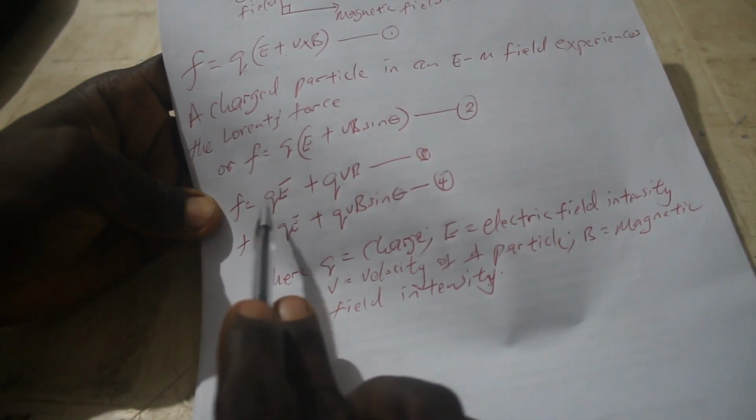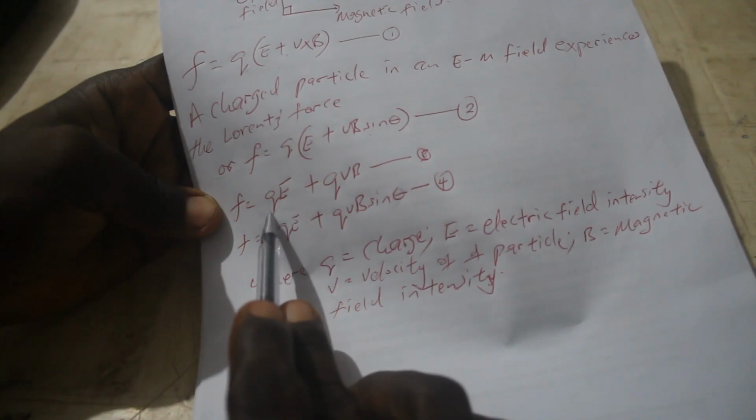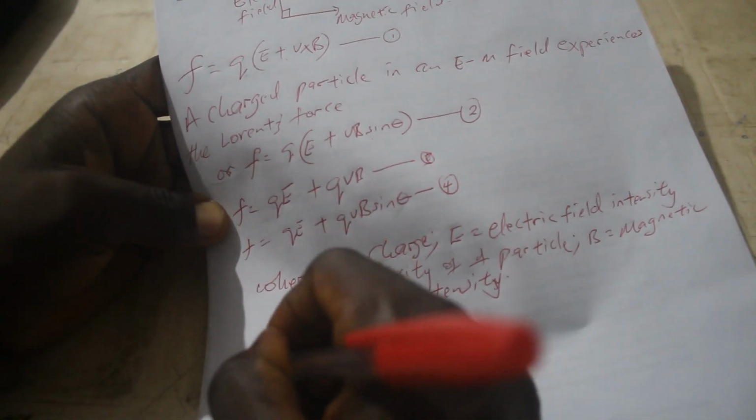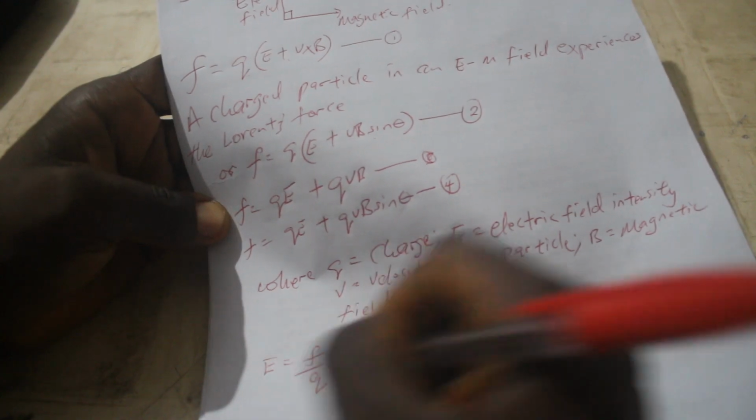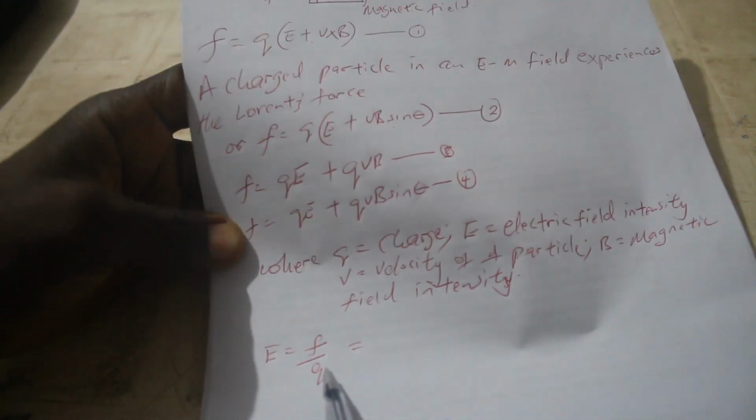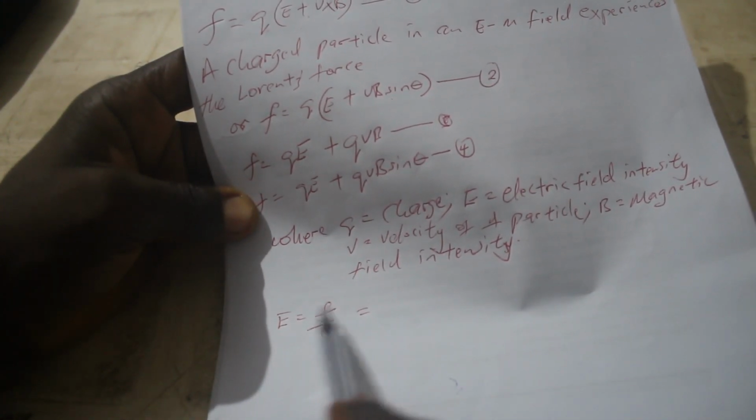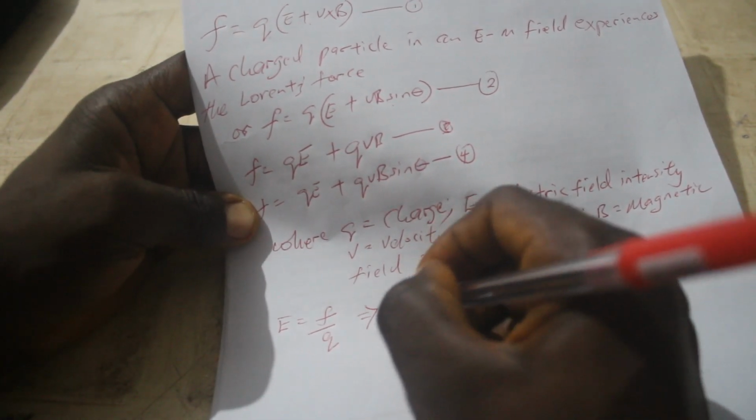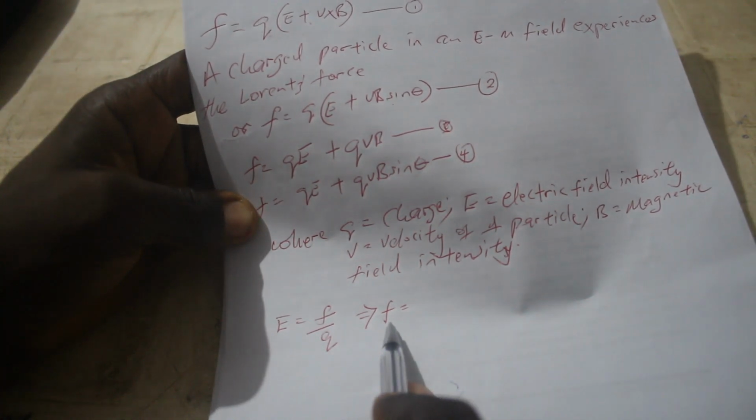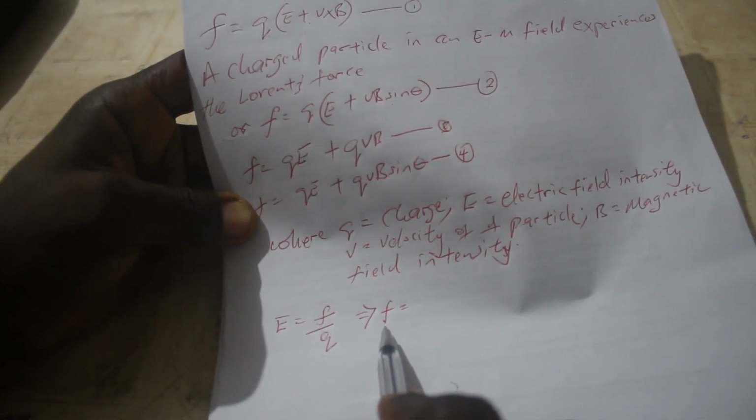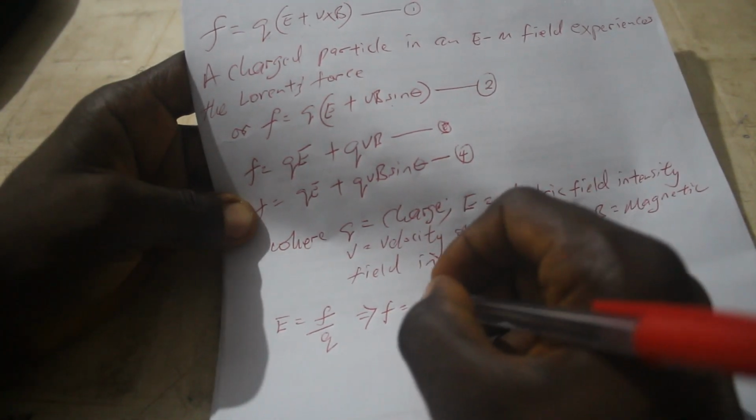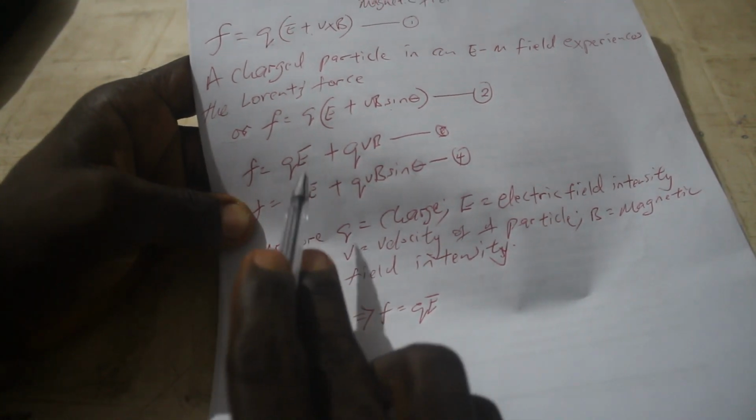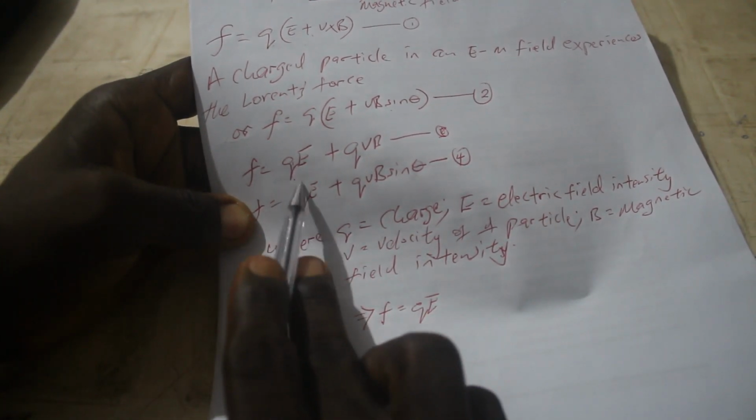Now, there's one thing I want to draw your mind to. You see this one, QE. Remember that by definition, E is equal to F over Q, that is the force per unit charge. And when you do a cross multiplication, we have F, which is the electric force, becomes QE. And that's exactly what you have here.